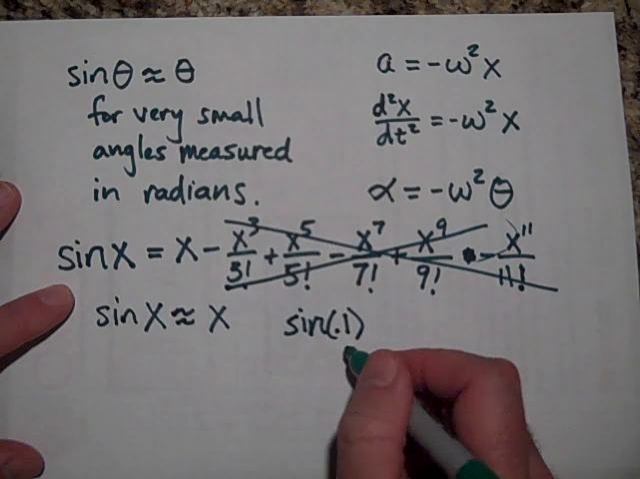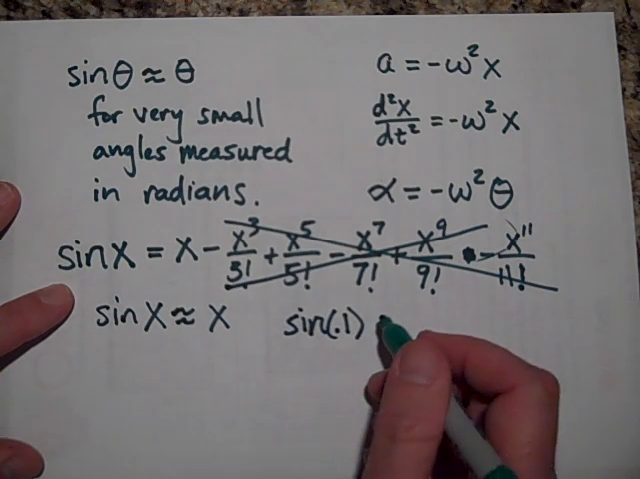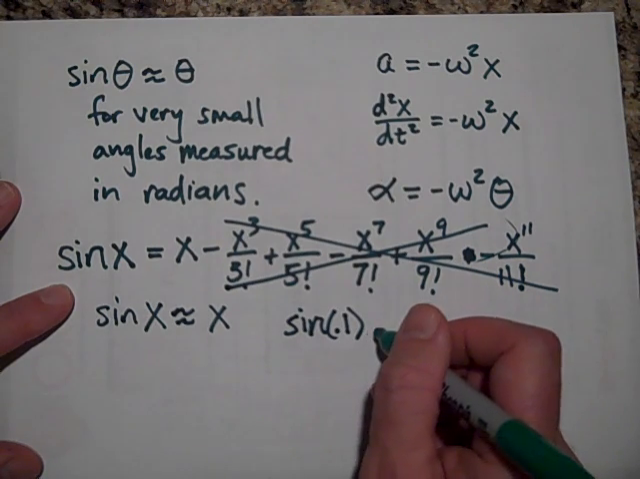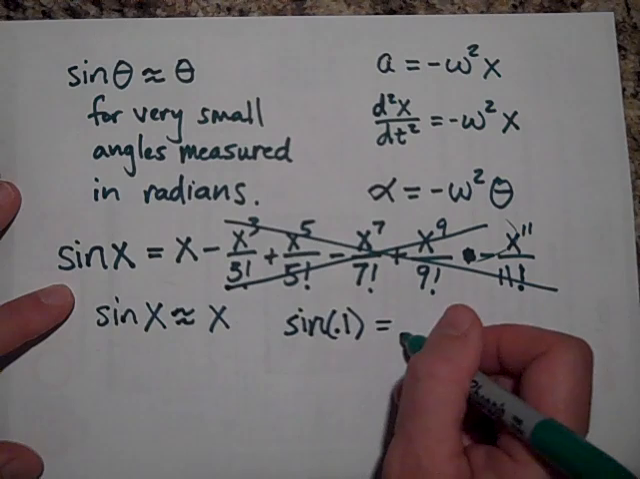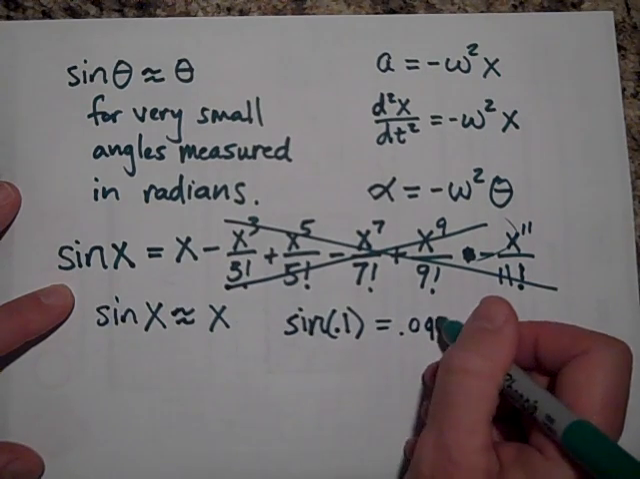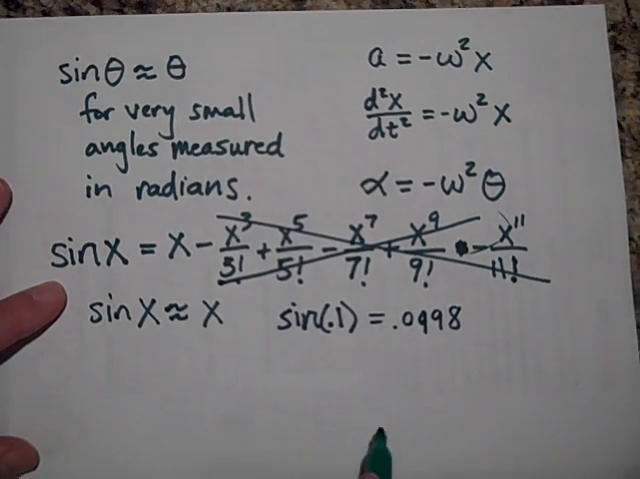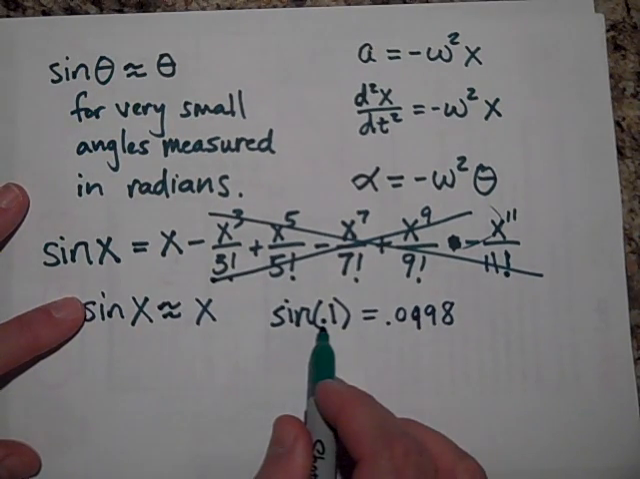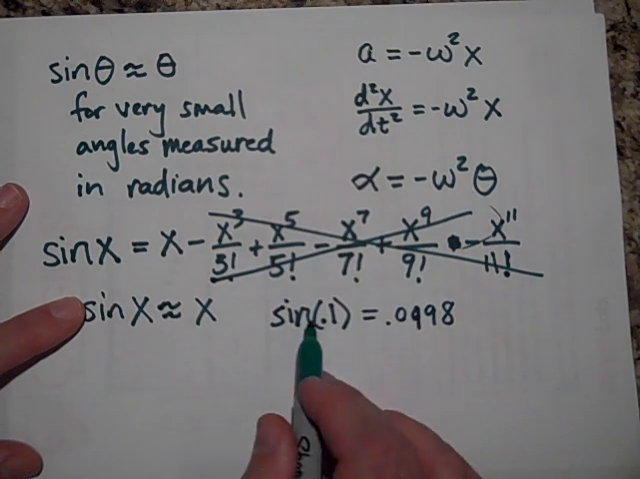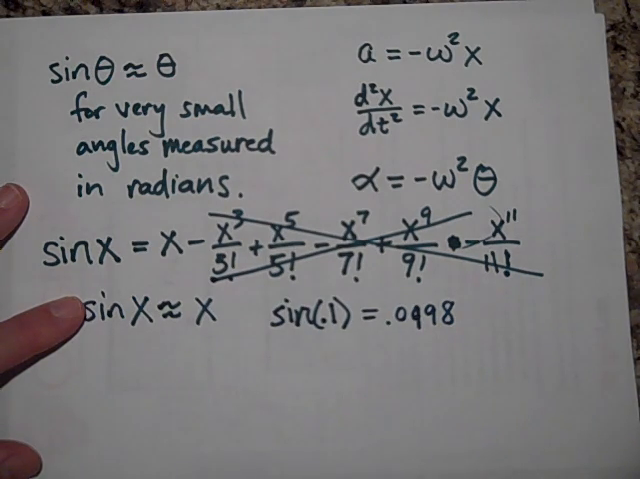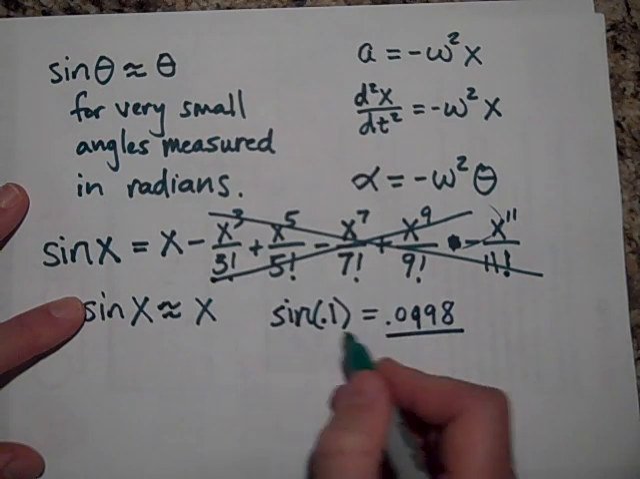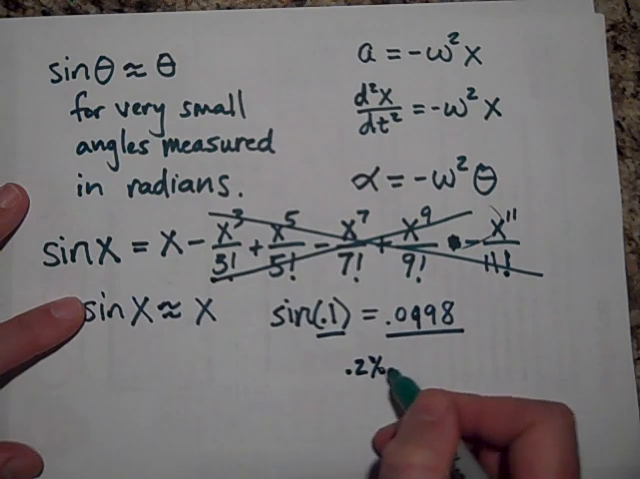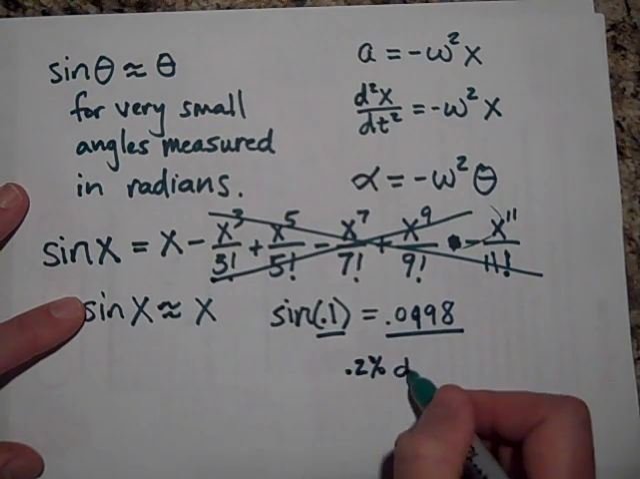And what you'll find is the sine of 0.1 is going to be equal to 0.0998. And so 0.0998 is almost equal to 0.1. In fact, the difference between these two looks like it's about 0.2%. So the difference between this and this, there's a 0.2% difference. Not a 2% difference, but a 0.2% difference.